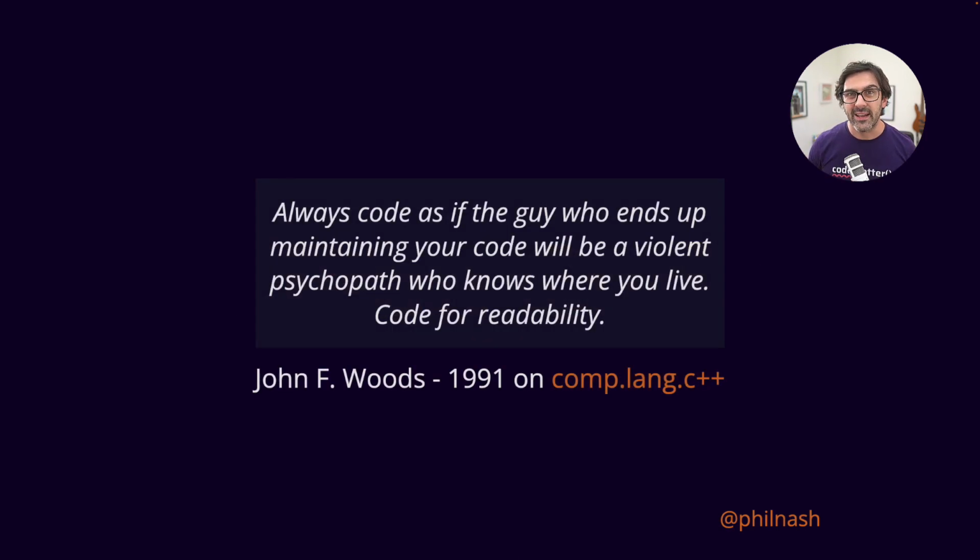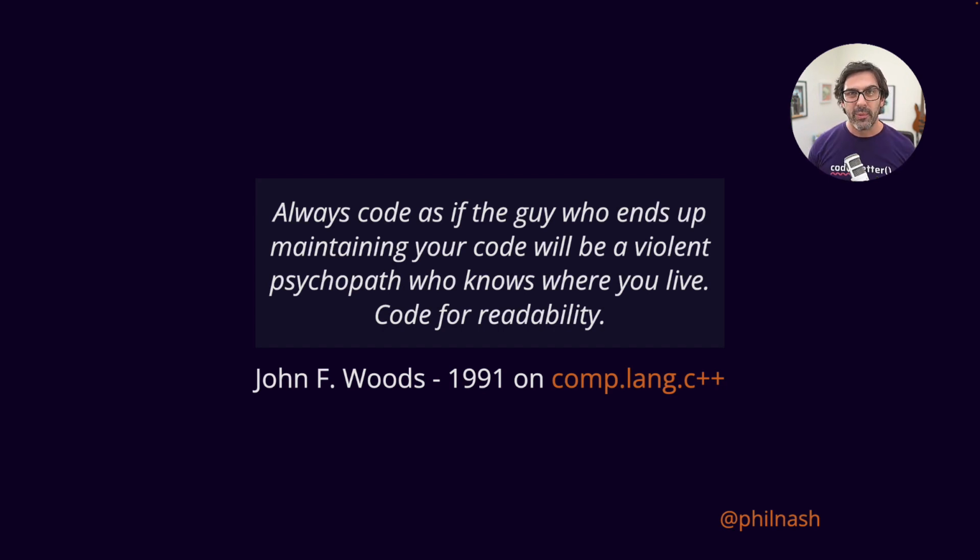I do like to start this kind of thing with a couple of quotes, actually. So this is one from John F. Woods, who's a C++ programmer, a games programmer, back on a mailing list in 1991, when he wrote, "Always code as if the guy who ends up maintaining your code will be a violent psychopath who knows where you live. Code for readability." And I really like this, not because of the image of a violent psychopath reading my code and then coming to find me, but because this is about coding for readability.